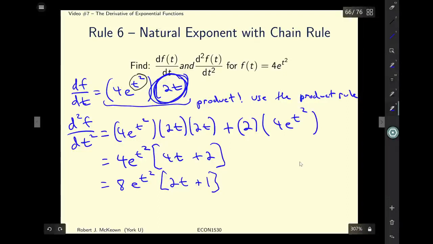And did you see my mistake? So I made a small mistake here. I forgot my t squared. I forgot my square on the t there.